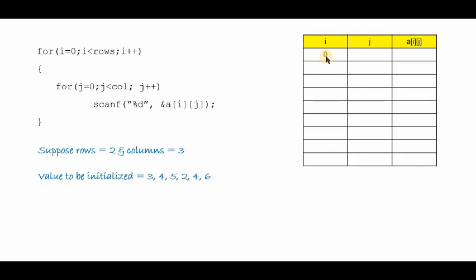So here we have the value of i as 0 initially. We enter the j loop, and now the value of j is 0, column is 3, j is less than column, so we enter the scanf statement, and we read the value of a of i j. Scanf ampersand a of i j. We are going to read the value of a of 0 0 and I have initialized it to 3. So a of 0 0 is initialized to 3. Then we go back to the j loop. j is incremented by 1. We read the value as 4. a of 0 1 is initialized to 4.